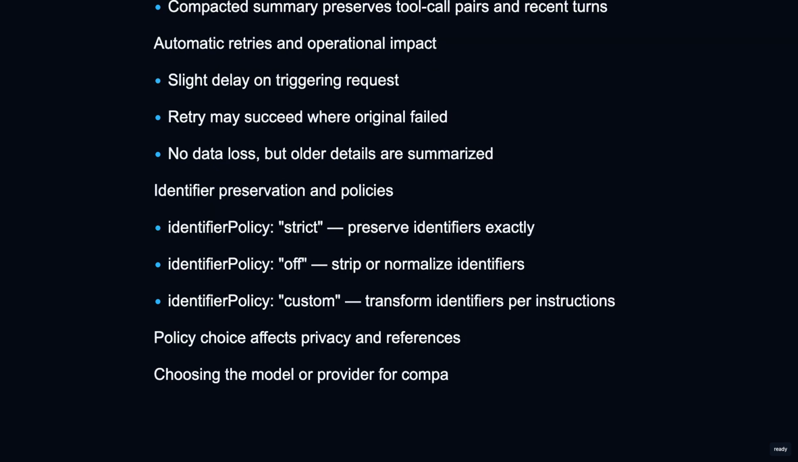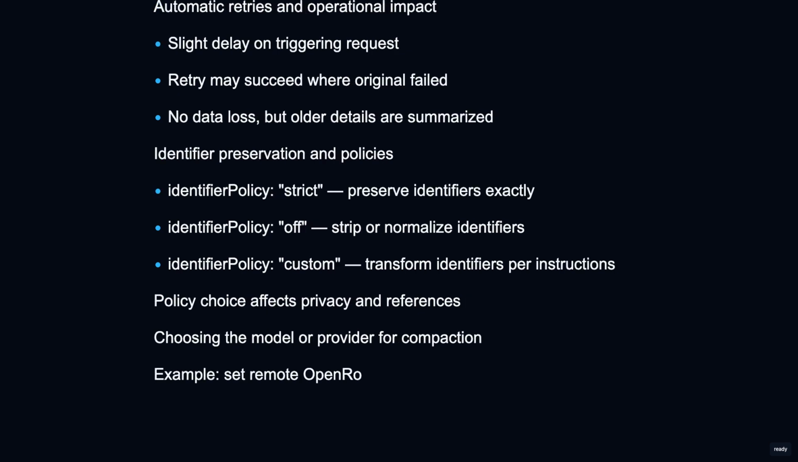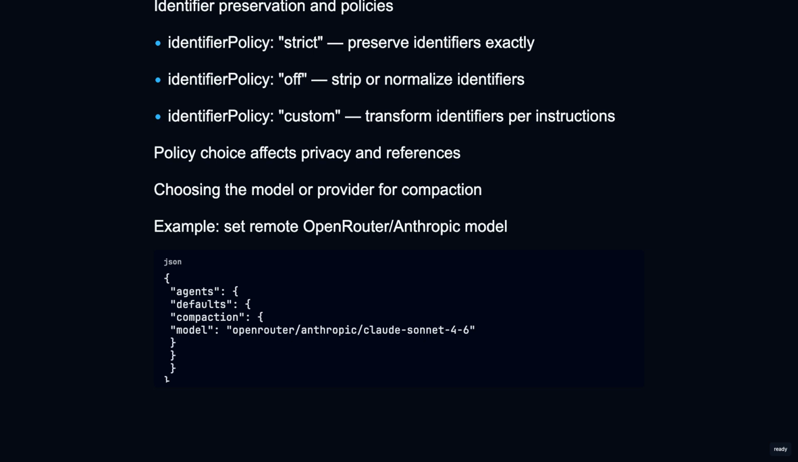You can configure which model or provider OpenCLAW uses for compaction by specifying it in the settings. Here's a JSON snippet showing how to configure OpenCLAW to use a remote Anthropic model for compaction. This JSON sets the compaction model to OpenRouter/Anthropic/Claude Sonnet 4-6, directing OpenCLAW to use this provider for summarization.